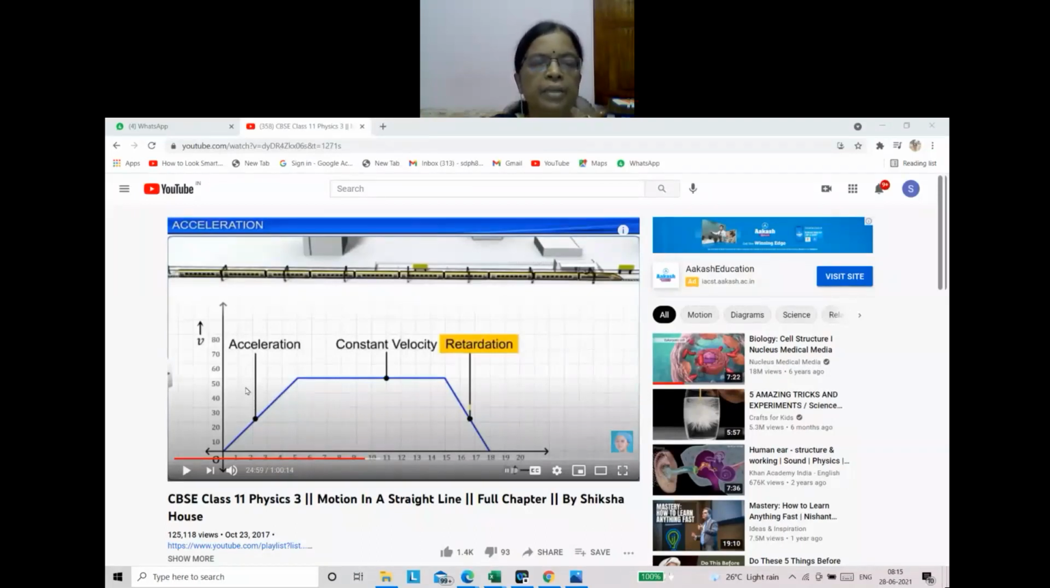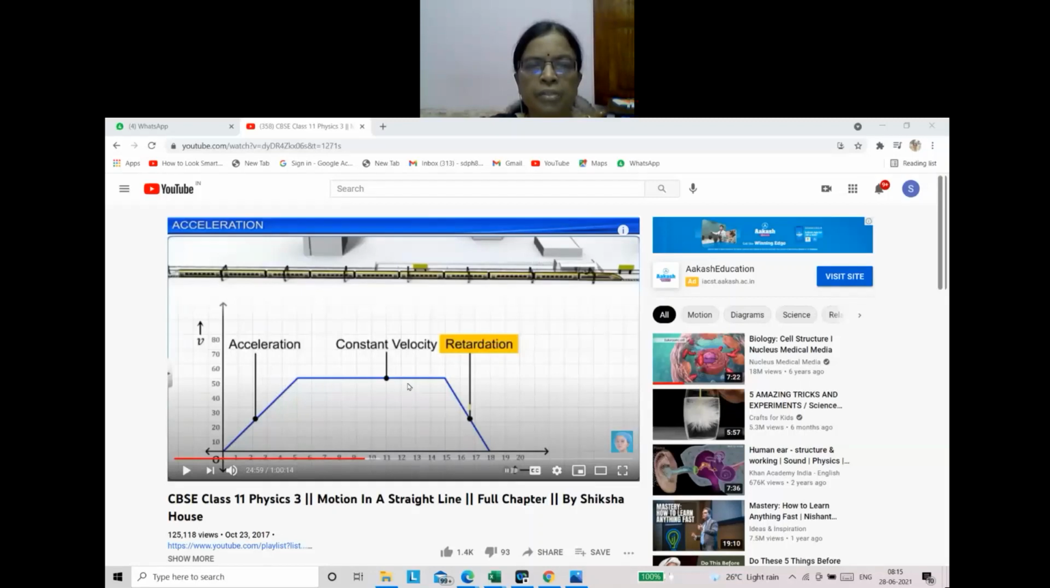So what do we call it, children? Change in velocities are equal in equal intervals of time. What is the name of it? Uniform acceleration. So here the train is uniformly accelerated.